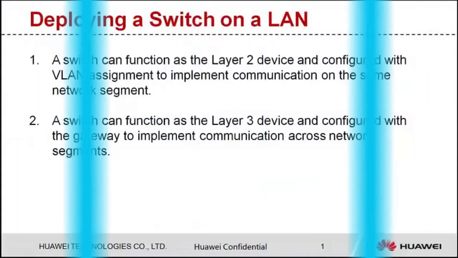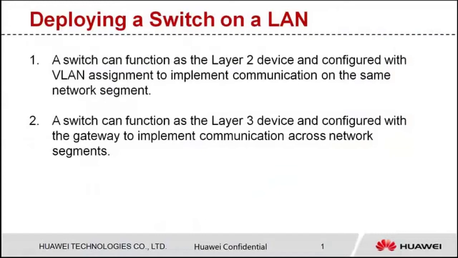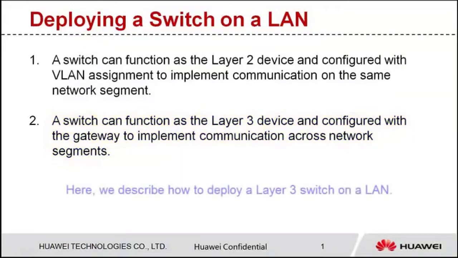Hi everyone, I'd like to show you how to deploy a Layer 3 switch on a LAN. A switch can function as a Layer 2 device and be configured with VLAN assignment to implement communication on the same network segment. A switch can also function as a Layer 3 device and be configured with the gateway to implement communication across network segments. Here we describe how to deploy a Layer 3 switch on a LAN.